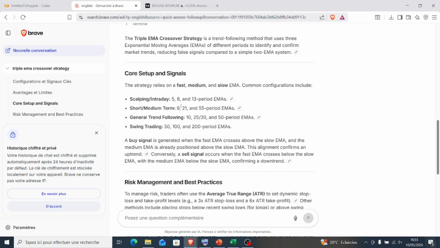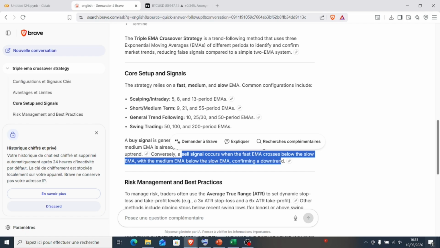Sell signal, the vice versa. When the fast EMA 9 is below the medium EMA 21 and the medium EMA is below the slow EMA 55, essentially 9 less than 21 less than 55.